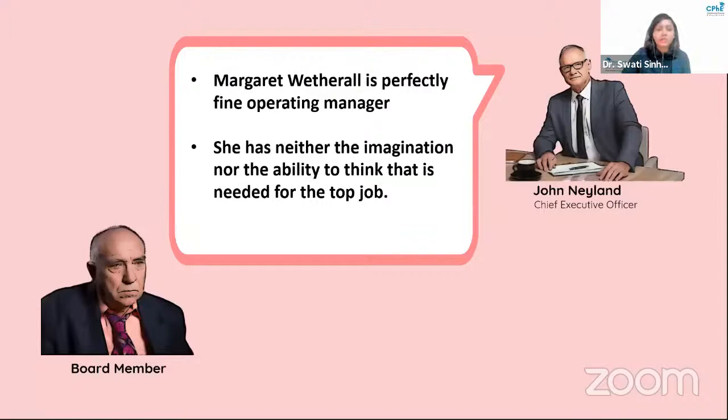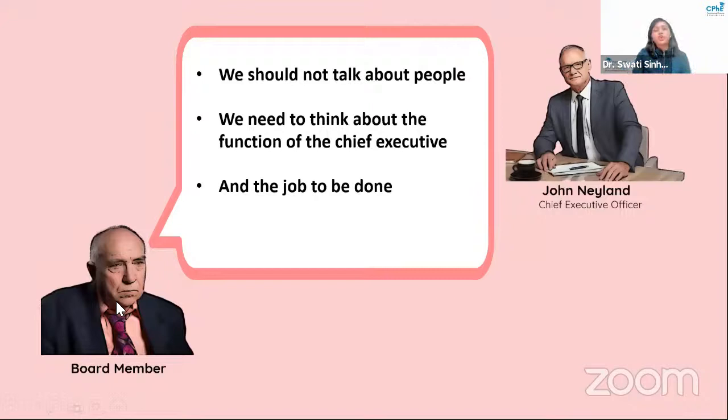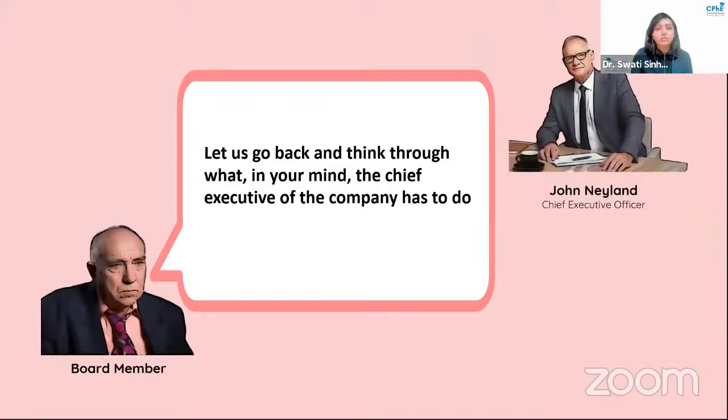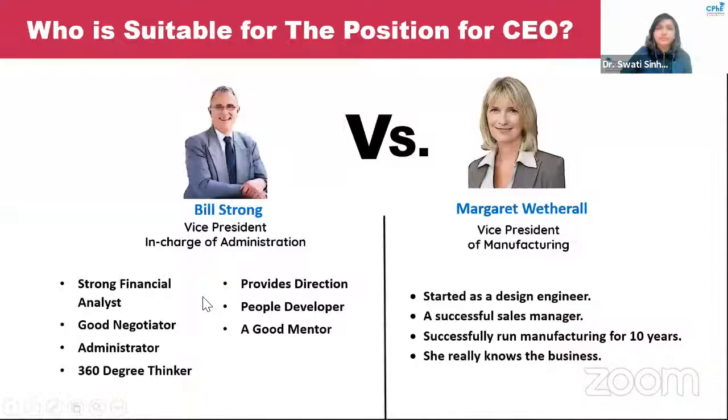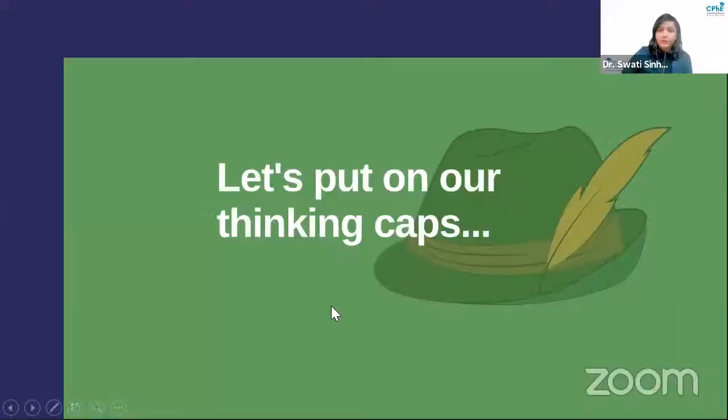But the board member then suggests that we should not talk about people. We need to think about the function of the chief executive and what the job is. So he suggests we go back, think through this, and then come back to deliberate over what a CEO has to do. After that, they will be able to find out why they disagree and they can then agree on something. Here is a slide comparing the two. Who is suitable for the position of CEO? Please have a look at this slide because here we have listed out what is in the kitty of Bill and Margaret. So let me move on, and we are now putting on our thinking caps.